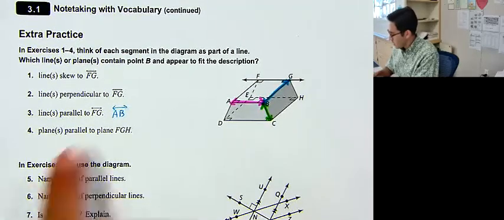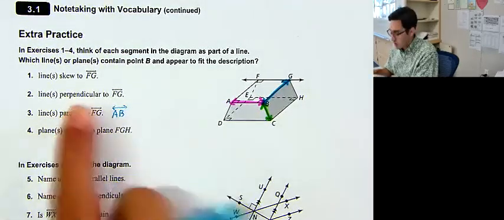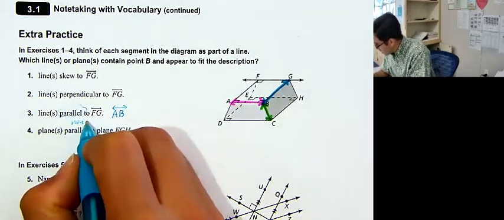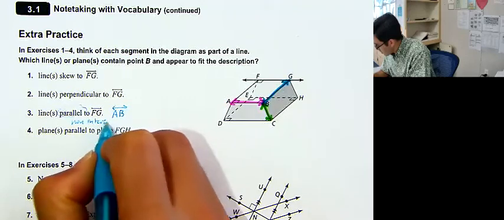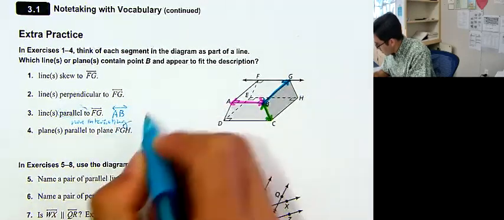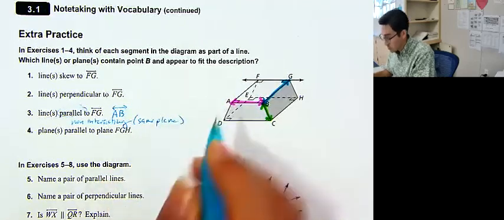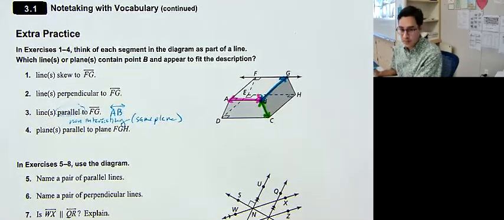All right, let's make a note here. Parallel just means non-intersecting, but they have to be in the same plane. So, lines on the same surface.